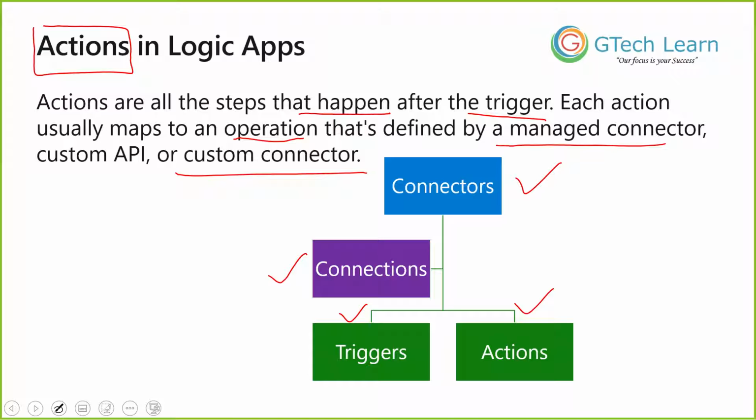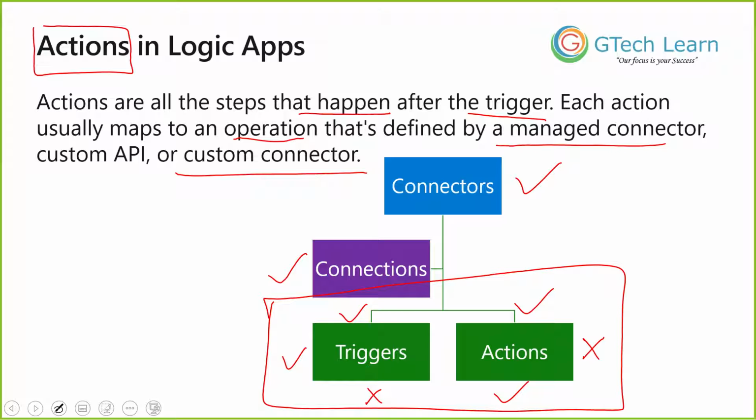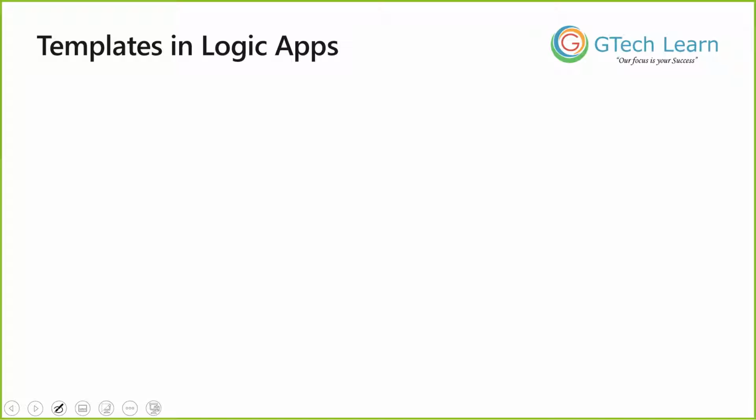There may be a situation where my connector does not have a trigger but does have an action. And there may be a situation where my connector does have a trigger but does not have an action. So all three are quite possible when we talk about a connector having triggers as well as actions, or either one of them. All right, so let's start working right across in here.